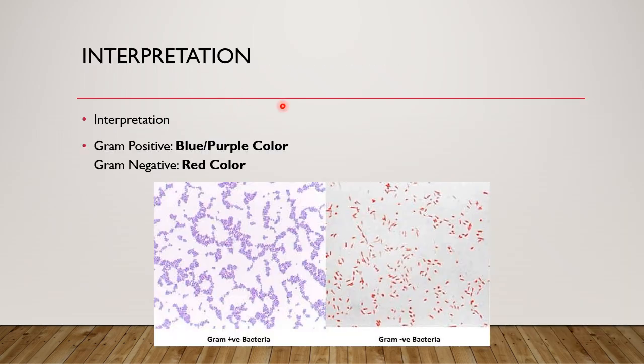That is the interpretation. When you observe it under the microscope, you can easily differentiate which is gram positive and gram negative. Gram positive will appear purple in color and gram negative will appear red in color. Here are two pictures of gram positive and gram negative bacteria. This is a picture of a real specimen, and you can see how nicely there is a color differentiation. Gram negative is completely red in color and gram positive is completely purple in color. So this is about gram staining.